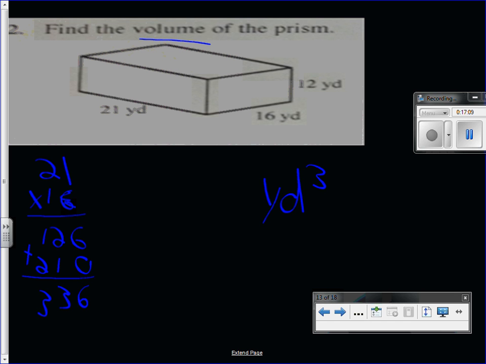What do I have to do next then, kids? Yeah. Times 12. 336 times 12. 2 times 6 is 12. 2 times 3 is 6, plus 1 is 7. 2 times 3 is 6. Place value holder. 1 times 6 is 6. 1 times 3 is 3. 1 times 3 is 3. Add them up. 2, 13, 10, 4.